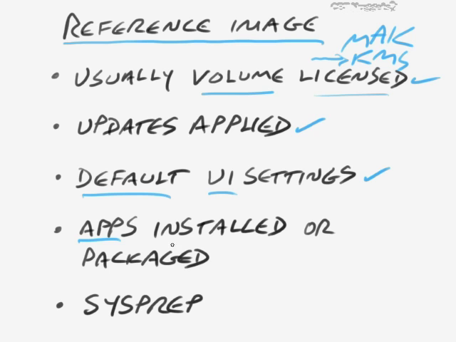Also, any applications that I want installed, I might install those in advance. Maybe we've got a volume license for WinZip or something like that. Or I could also use a packaged installation. What I mean by this is, for example, maybe I wanted to install Office. Well, this can be done a number of different ways, including using the Microsoft Deployment Toolkit, which I may reference a little bit later on here.